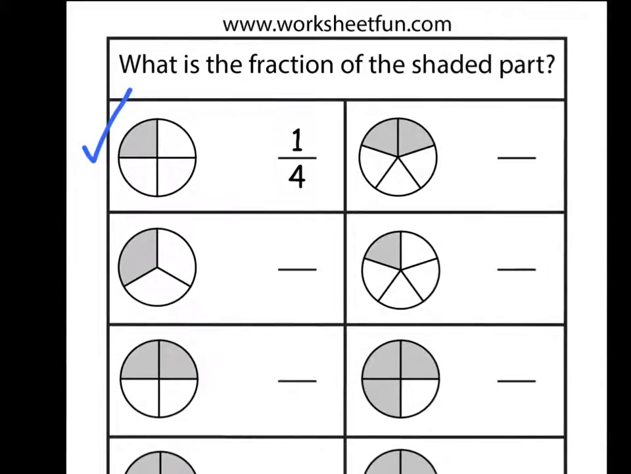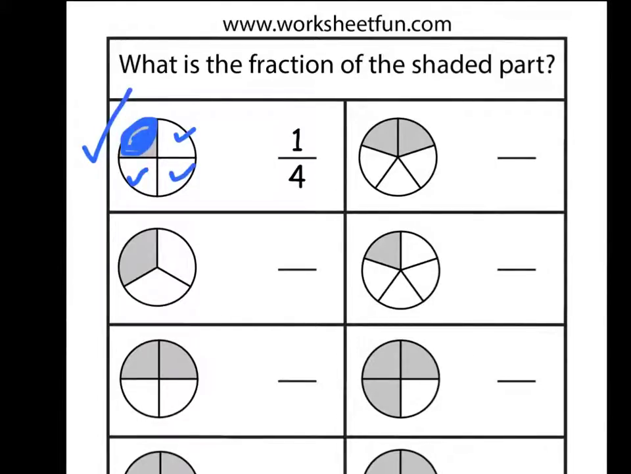that there are 1, 2, 3, 4 parts in this circle, which is why we have a 4 at the bottom of our fraction, and one of those parts has been shaded in gray, which is why we have the 1 at the top. Okay, so the top number of the fraction is going to tell us how many parts are shaded. The bottom number of that fraction will tell us how many parts there are altogether.